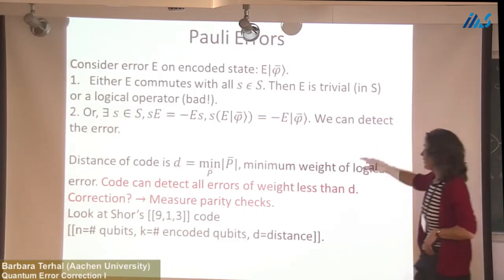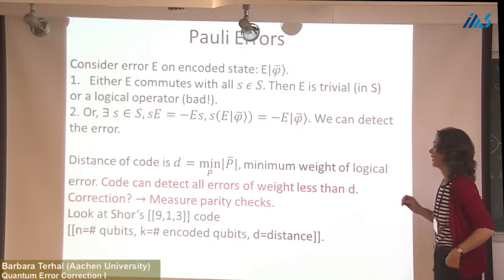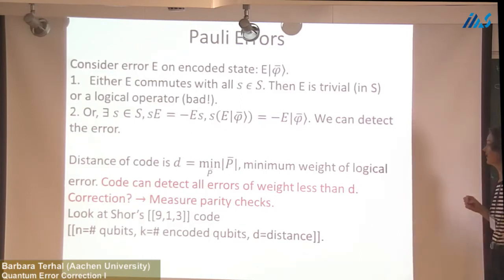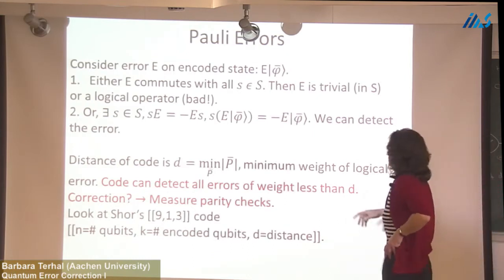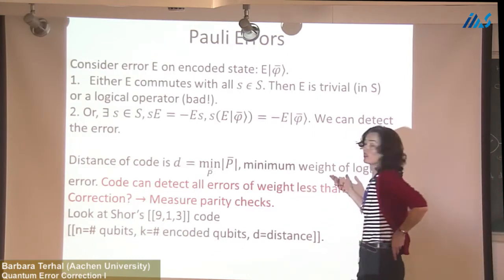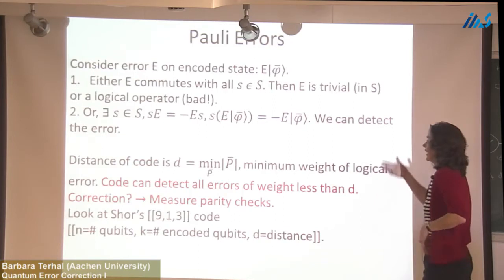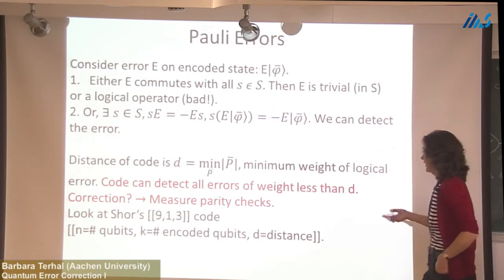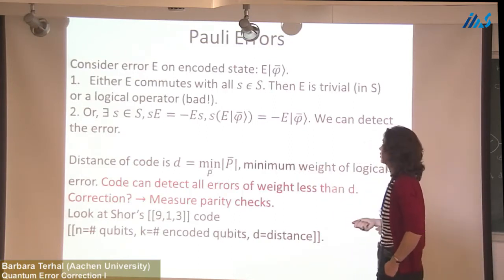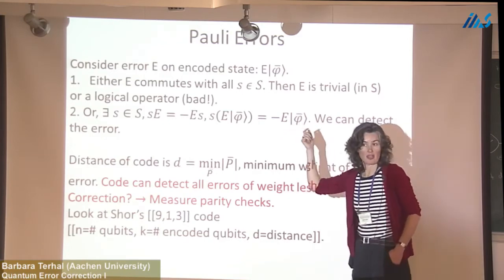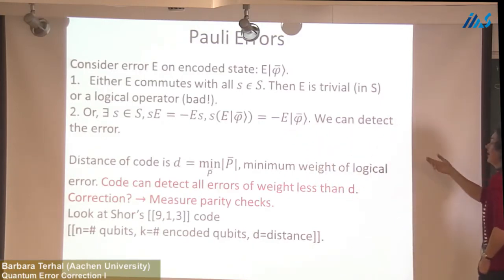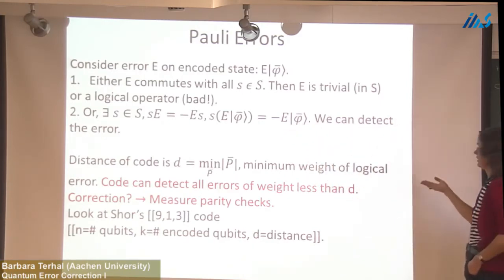So from this observation, it immediately follows that the code can detect all errors of weight less than D. Because all these errors will never be a logical operator, and they're either trivial, they're just elements in the stabilizer group, or they anti-commute with some element in S, and therefore, by measuring the eigenvalues of S, I can detect them.